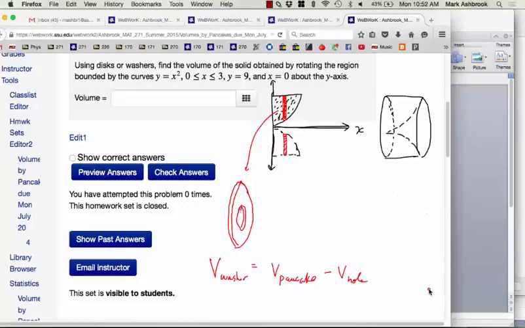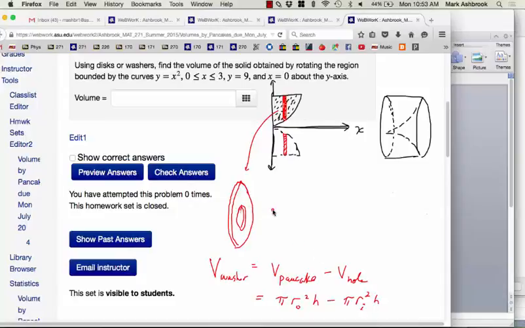So basically what we're going to have is pi r outer squared h minus pi r inner squared h. So you're subtracting out the hole. They're both pancakes, so you're going to have the outer radius, that's the pancake you're going to add, and the inner radius, that's the one that you're going to remove. And that'll be the volume of that washer. Everyone follow?